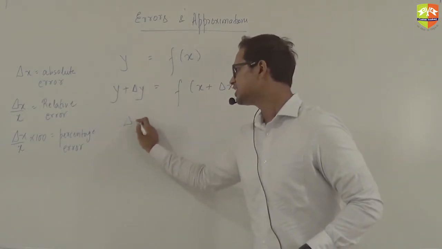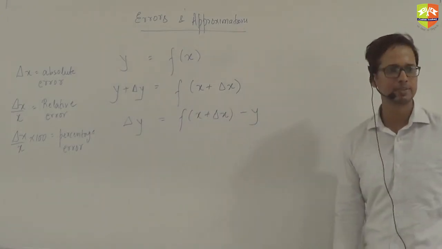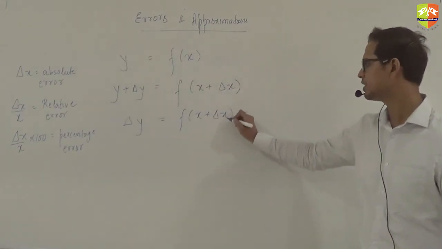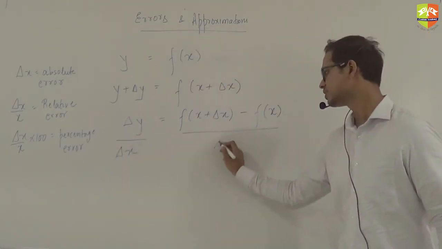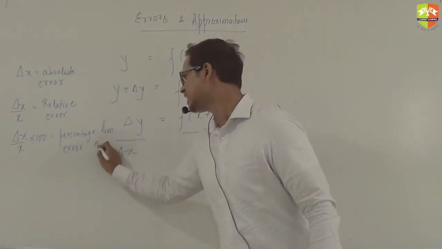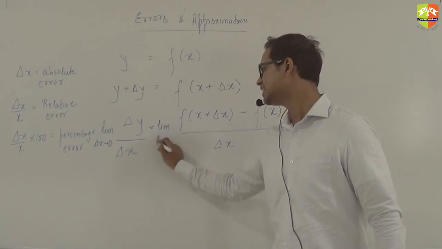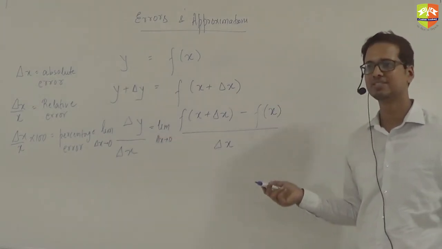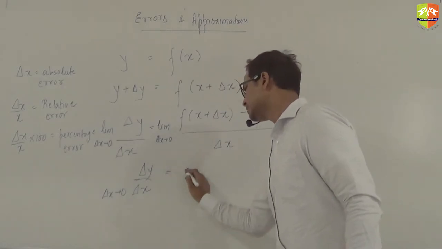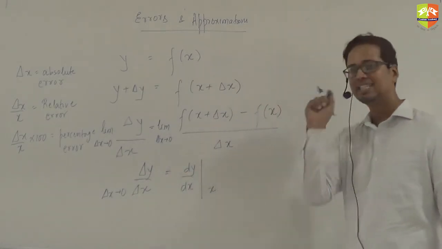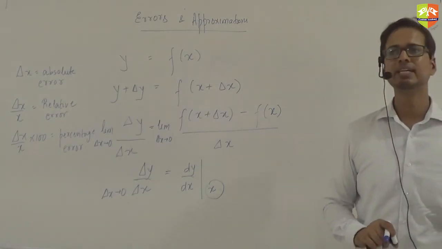Now, I want to know how much adjustment I should make in y. Can I say I can just send the y to the other side? Correct? And y itself is f of x. So can I replace this with f of x? Correct? Now divide by delta x on both sides. Oh, this is a limit. And take your delta x to be tending to 0. That means your error should be very, very small. So when you do that, you realize that your right hand side becomes f dash x by first principles. Correct? So we say delta y by delta x, when delta x is tending to 0, will be nothing but dy by dx calculated at that x where the error has occurred. This is important. So you need to calculate dy by dx at the point where the error has occurred.